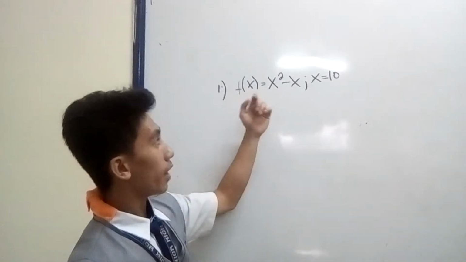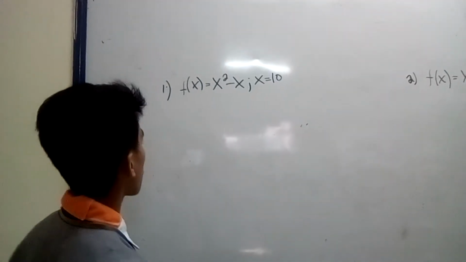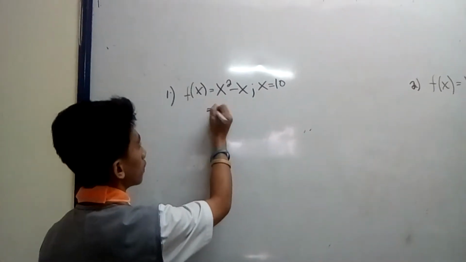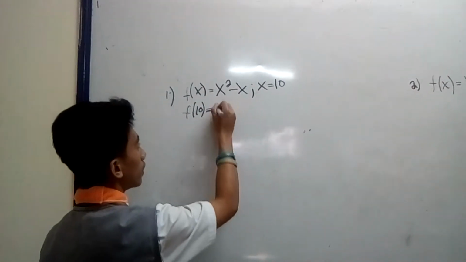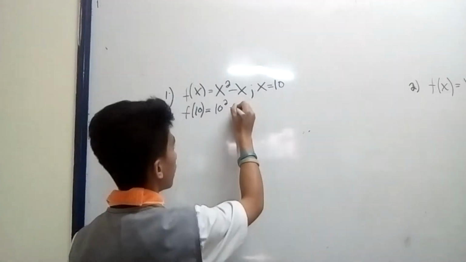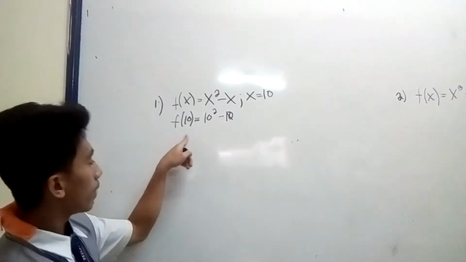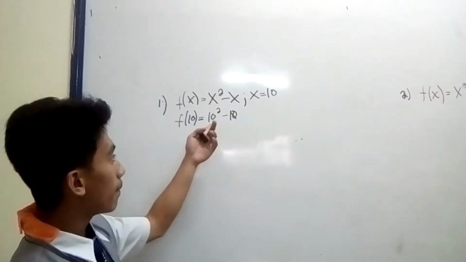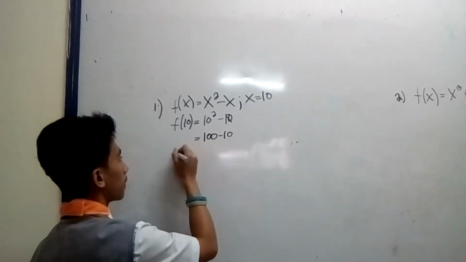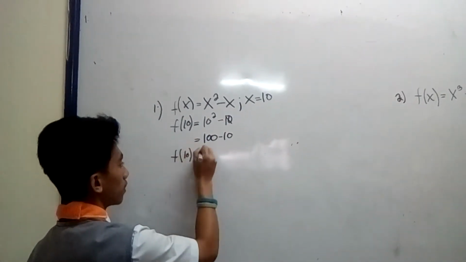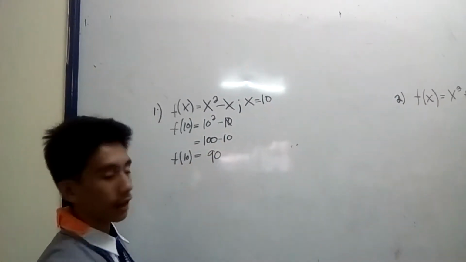f of x is equal to x raised to 2 minus x, when x is equal to 10. f of 10 is equal to 10 raised to 2 minus 10. f of 10 is equal to 10 multiplied by itself, which is 100, minus 10. 100 minus 10 is equal to 90. f of 10 is equal to 90.